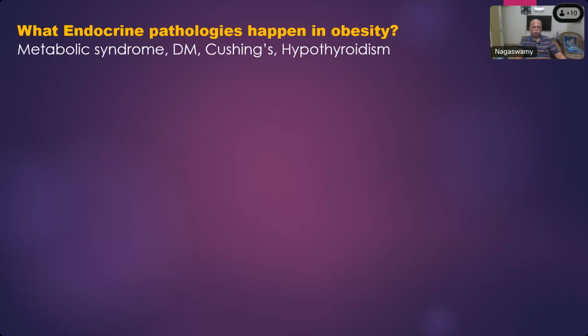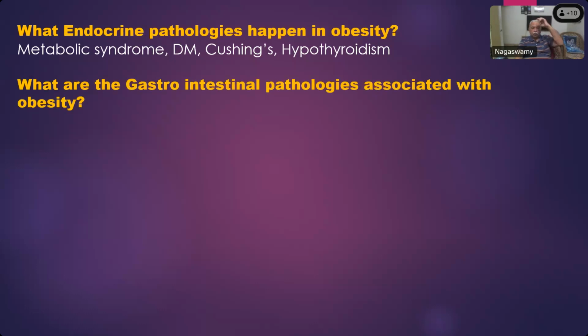Where they did not have that pathology earlier. So metabolic syndrome and diabetes mellitus occur only when you put on weight, whereas Cushing's and hypothyroidism make the patient become obese because of the nature of the hormonal imbalance. Now, what are the gastrointestinal pathologies associated with obesity?